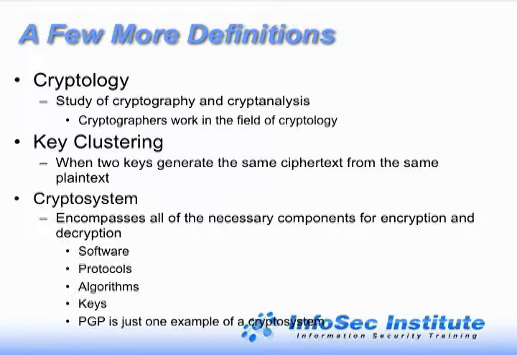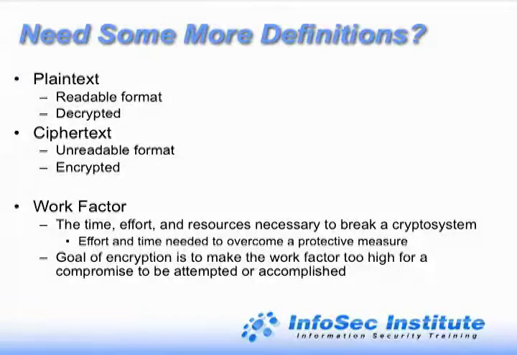And basically key clustering is when two keys generate the same ciphertext from the same plain text. And then you have your crypto system. This encompasses all the necessary components for an encryption and decryption, such as software, protocols, algorithms, keys, both public and private as well. And PGP is an example of a crypto system. Okay, these right here, another thing is basically just need to memorize. Plain text is going to be the human readable format. Then ciphertext goes through a cipher, and then becomes an unhuman readable format.